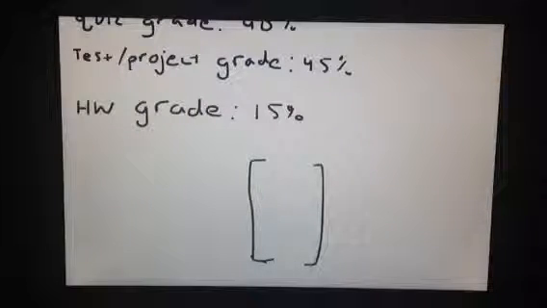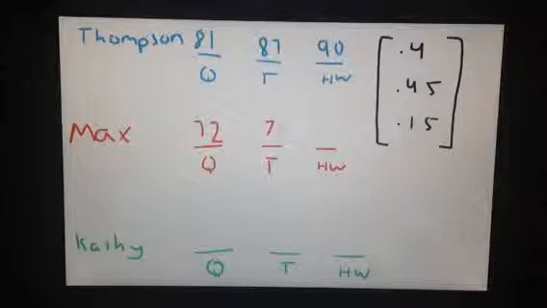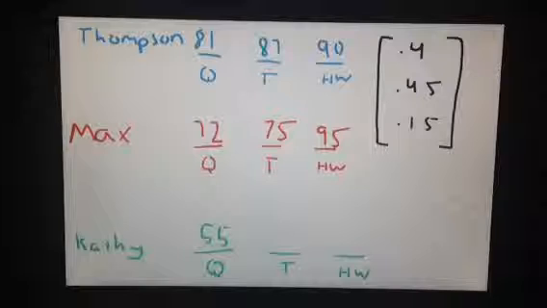Go about putting the numbers in the matrix like you would a normal percentage and put it as a decimal. So that's 0.4 for the quiz grade, 0.45 for the test grade, and 0.15 for the homework grade. Thompson gets an 81 quiz grade for the year, an 87 test grade, and a 90 homework grade. Max got a 72 quiz grade, 75 test grade, and 95 homework grade. Kathy got a 55 quiz grade, 70 test grade, and a 61 homework grade.